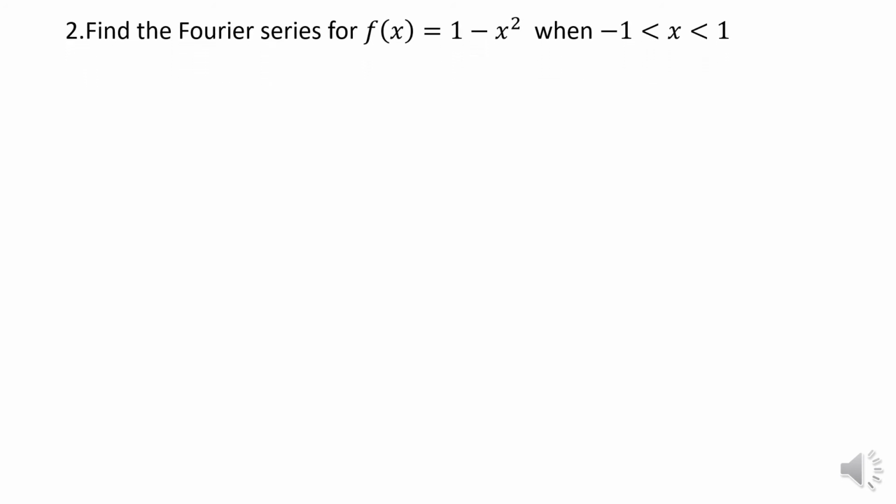Now let us see the second problem on this. Find the Fourier series for the function f of x is equal to 1 minus x square when x lies between minus 1 to plus 1.